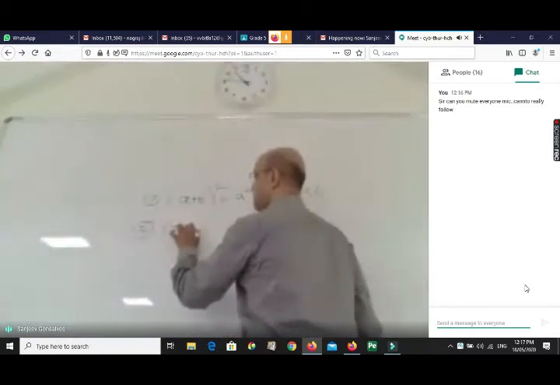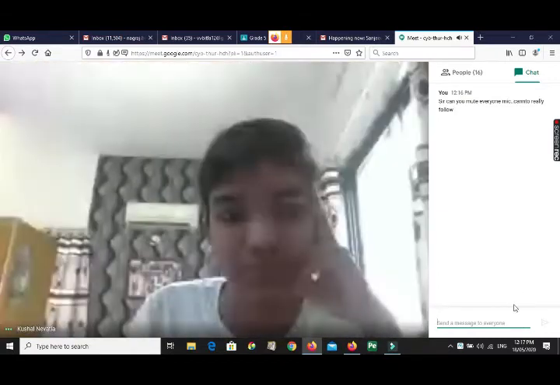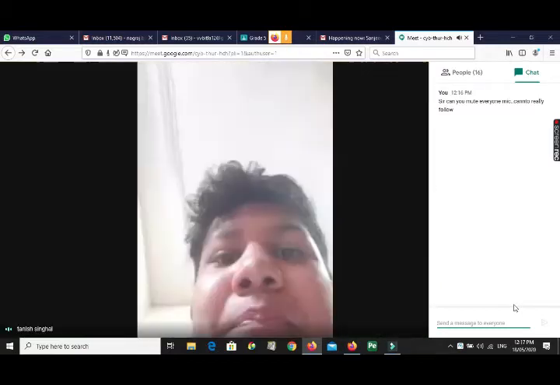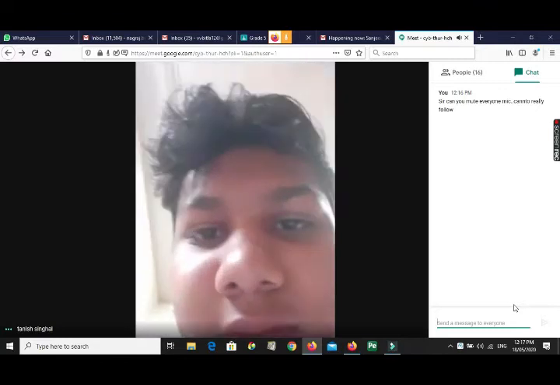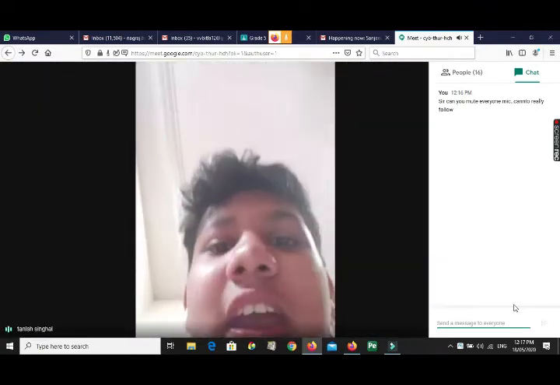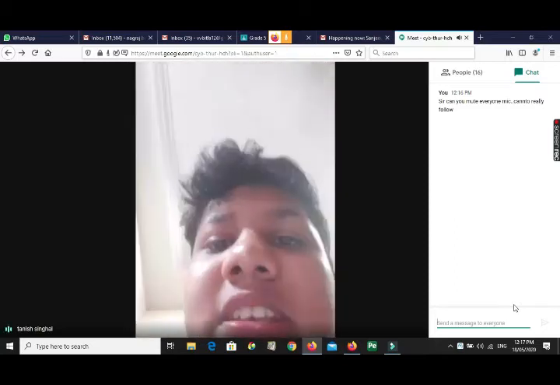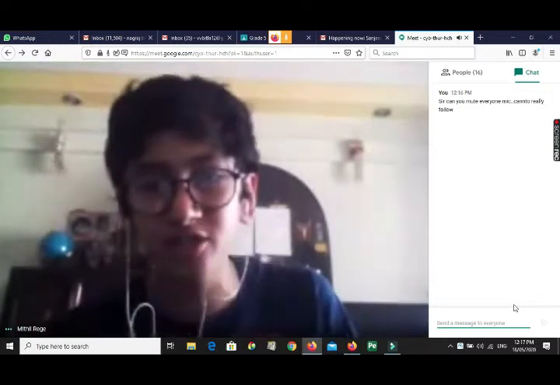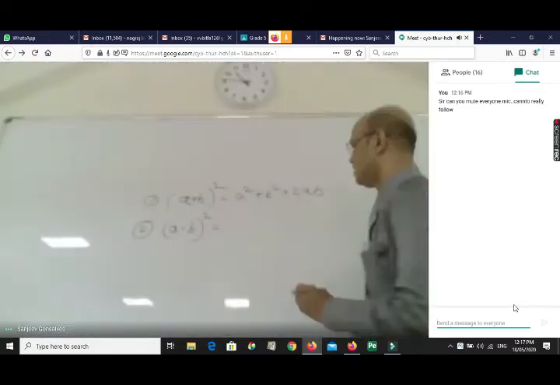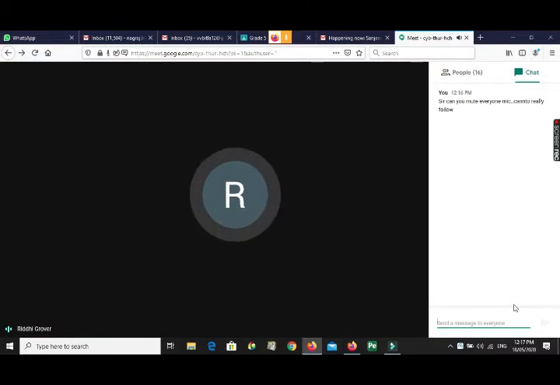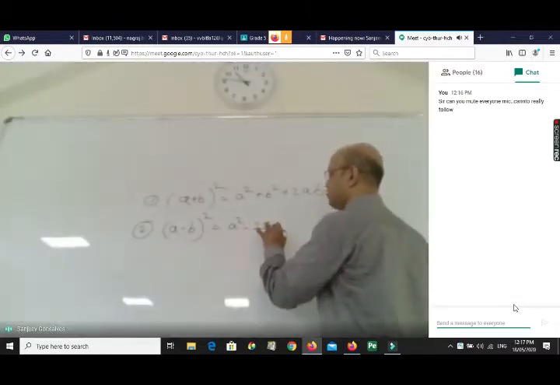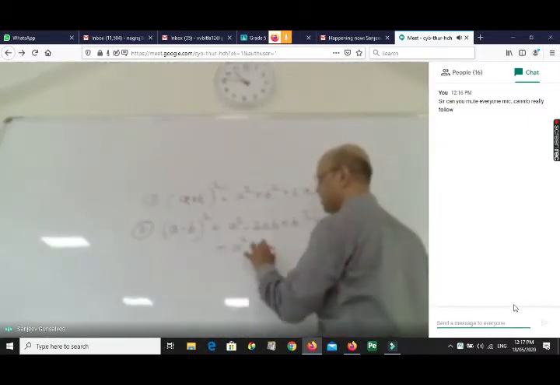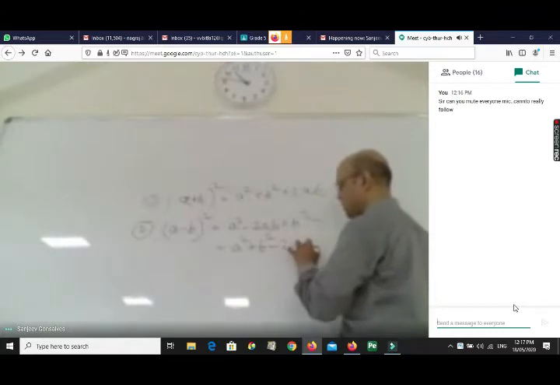If it is (a minus b) whole square, how will you write? Plus, same, plus, minus. Sir, a square is minus and 2 is plus. No, you're wrong. b square will always be positive. It is a square minus 2ab plus b square, or it can be written as a square plus b square minus 2ab.